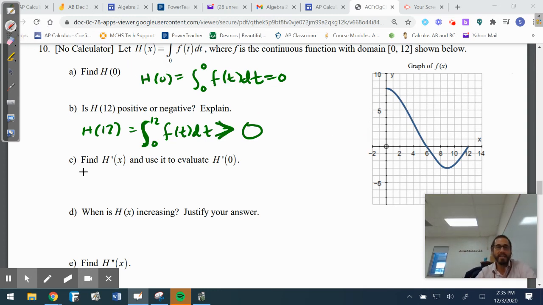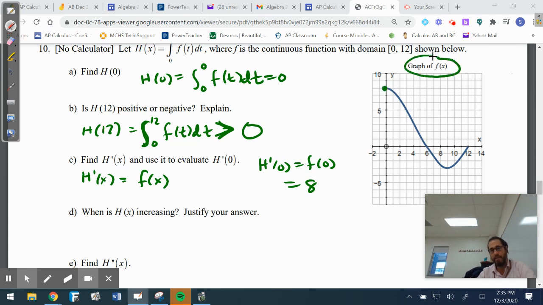All right. H prime of x. Here's the important piece. Derivative of an antiderivative, right? So that's just equal to f of x. Okay, and then they're asking me to do h prime of 0. Well, h prime of 0 is just equal to f of 0. Well, what's f of 0? It is 8, right? It's right up here, because this is the graph of f. All right, now let's get to the nitty gritty.